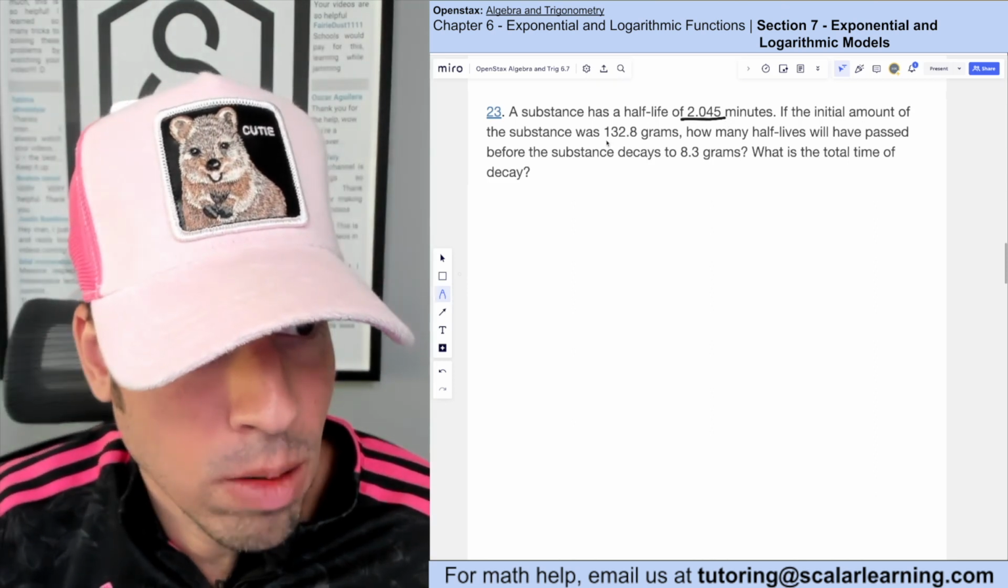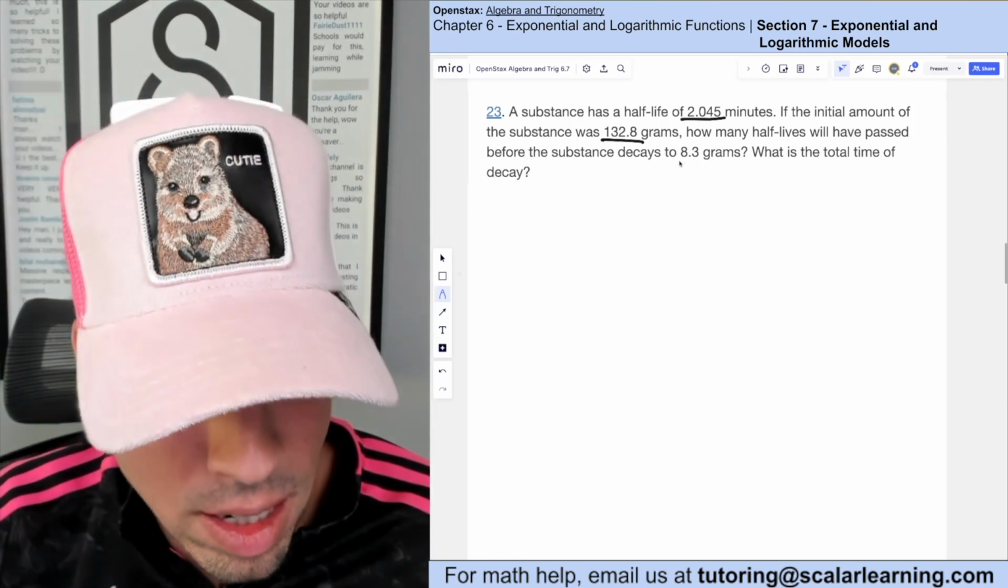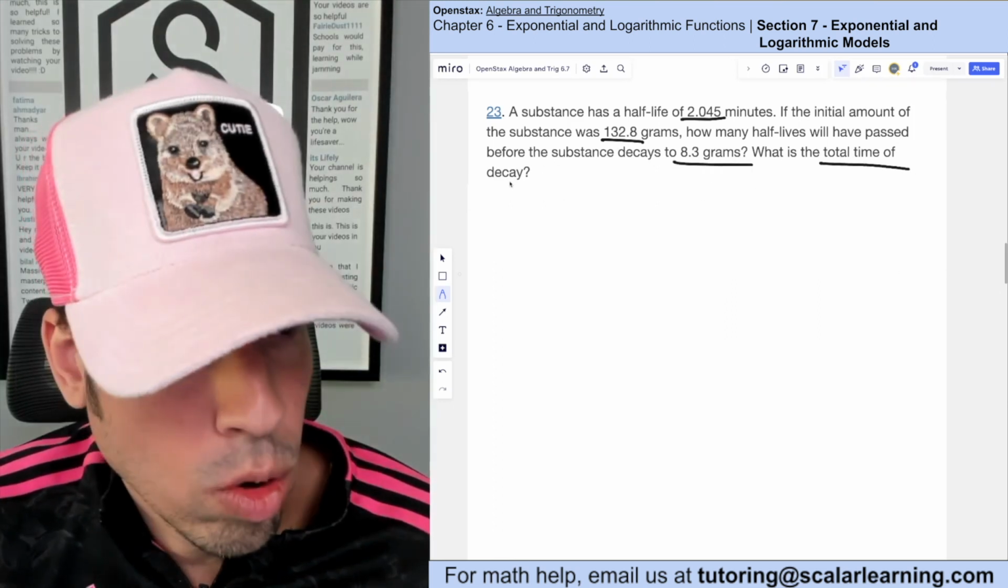A substance has a half-life of 2.045 minutes. If the initial amount of the substance was 132.8, how many half-lives will it pass before the substance decays to 8.3 grams? And what was the total time of decay?